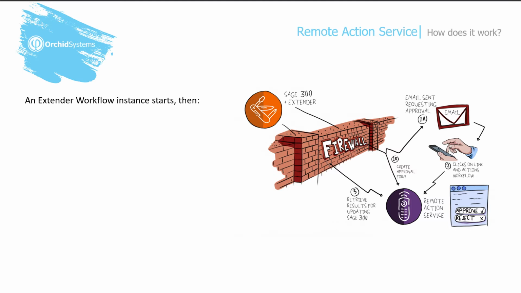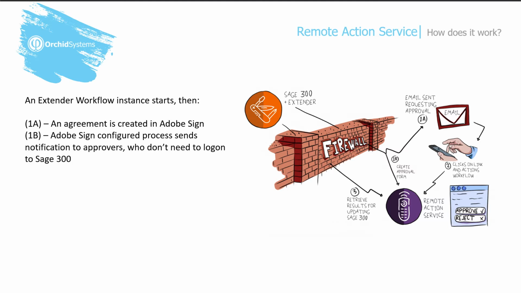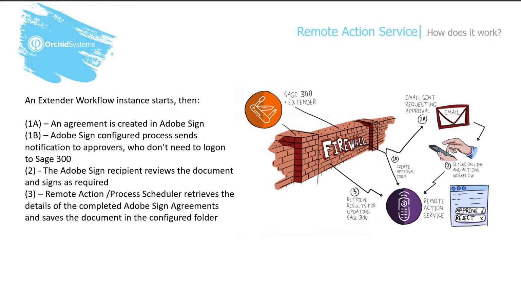In these examples, when the workflow starts, it is connected to the Remote Action Adobe Sign service. So we create an agreement in Adobe Sign using the Sage 300 reports to PDF the quote or the AP invoice batch. Then Adobe Sign is configured to send the notification to the approvers, and the approvers don't need to log on to Sage 300. They can follow the Adobe Sign notification, review the document, and sign as required as per the Adobe Sign process.